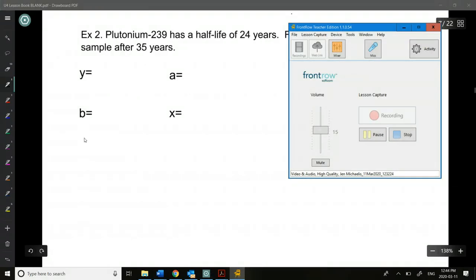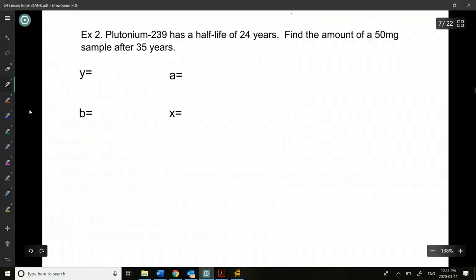All right, plutonium-239 has a half-life of 24 years. Find the amount of a 50 milligram sample after 35 years. Okay, y, b, a, and x. Can somebody tell me one variable that they know from picking out information here? Sheila. b is 1 over 2. b is 1 over 2, and that's because we have a half-life. Very nice. What else do we know?